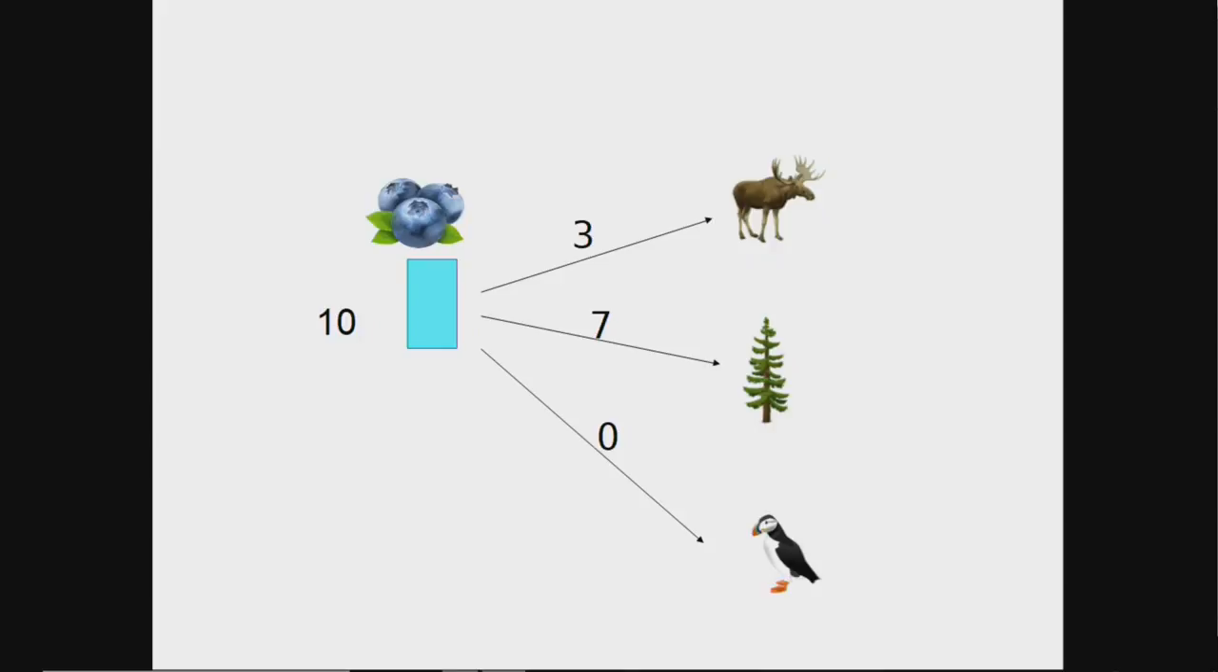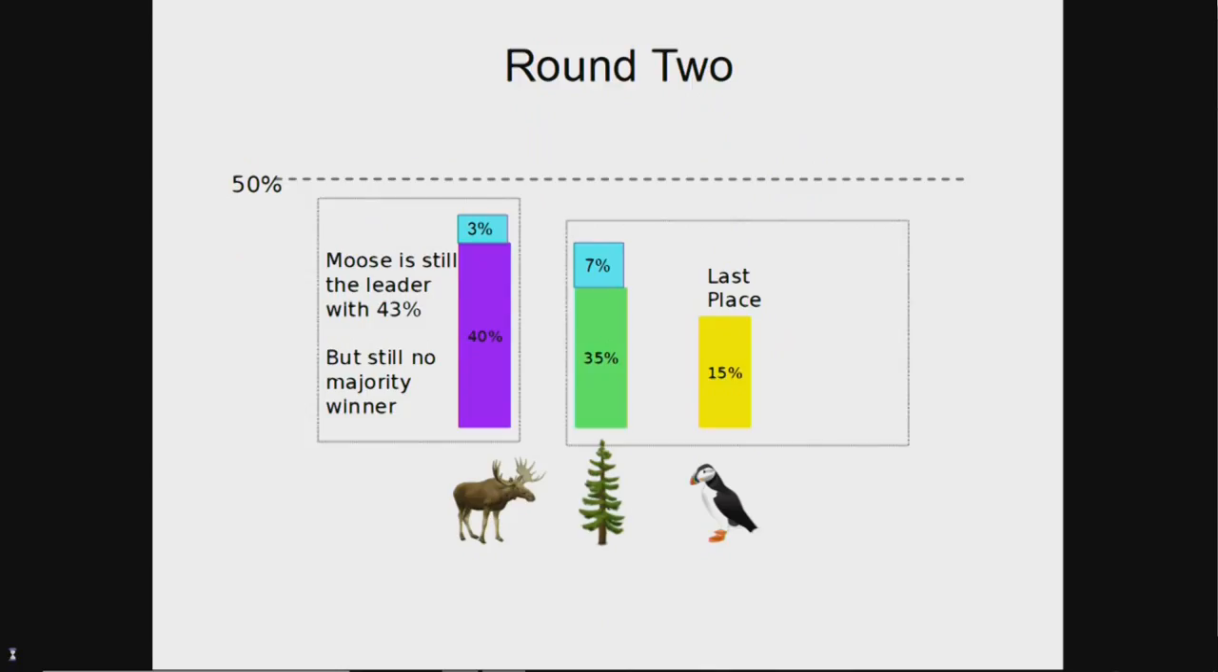And so the second choice count then would look like this on the next slide. We have our first choice votes from the first round of counting, plus the add-ons from the eliminated candidate. So Moose now has 40 plus 3, Pine Tree has 35 plus 7, and Puffin has 15 plus 0, because they didn't get any second choice votes from Blueberry's supporters. So in round two, Moose has advanced a little bit, Pine Tree has advanced a little bit, but we still don't have a winner. So we have to go to a round three.